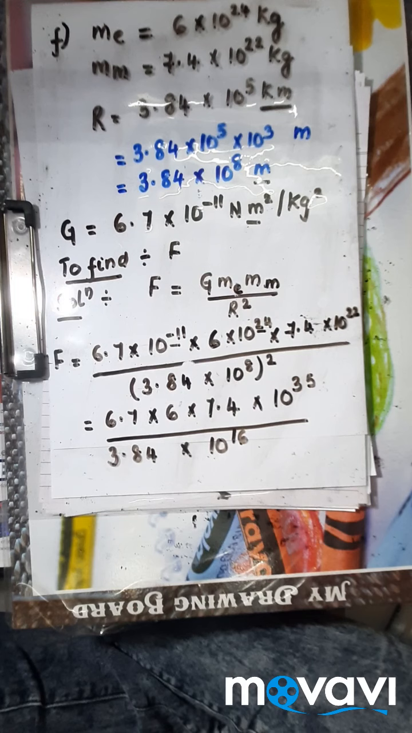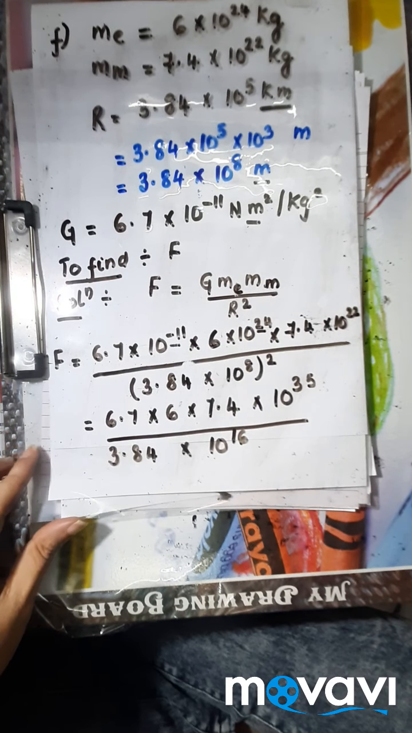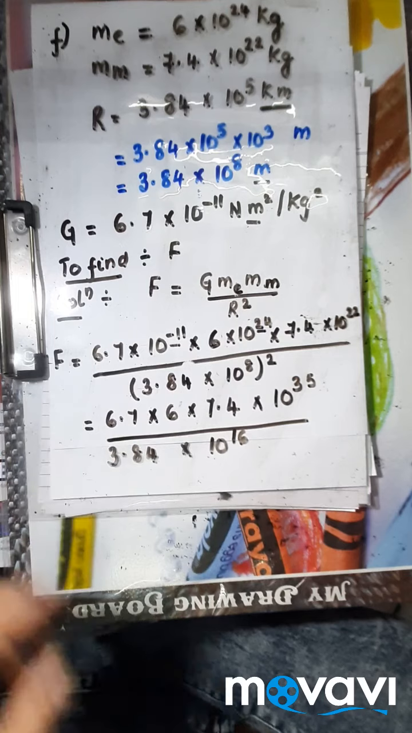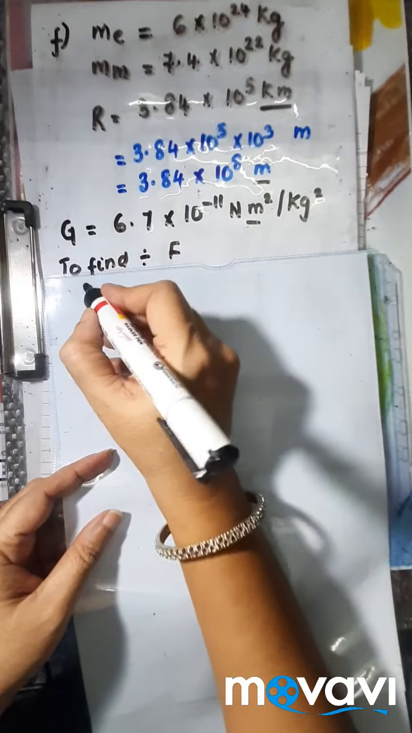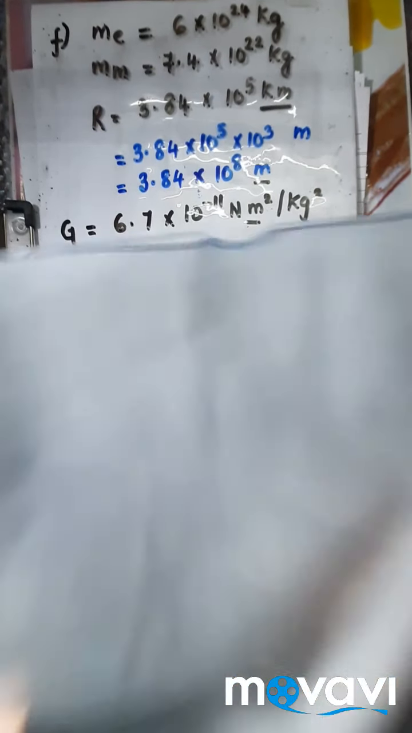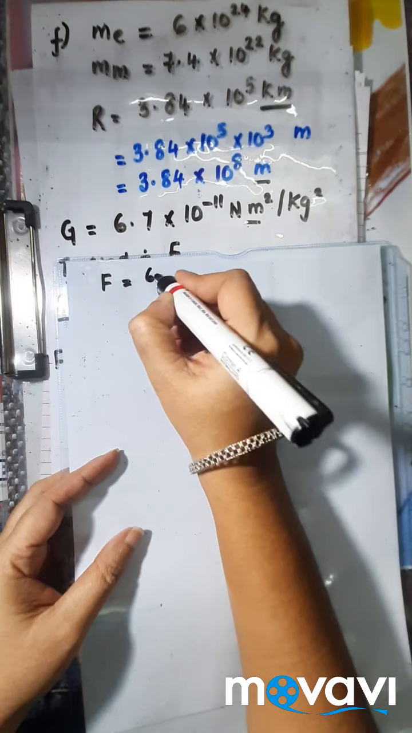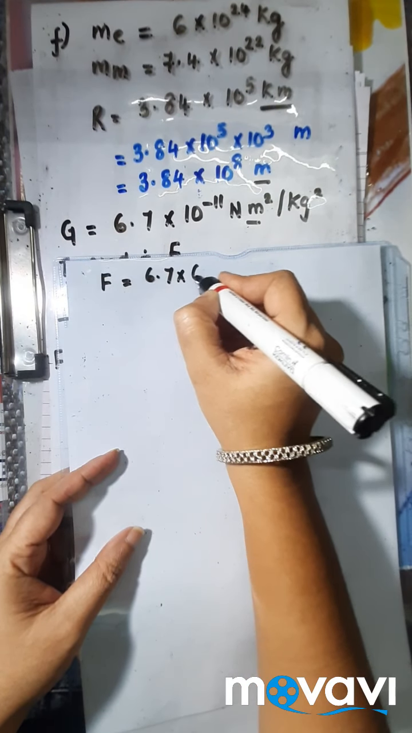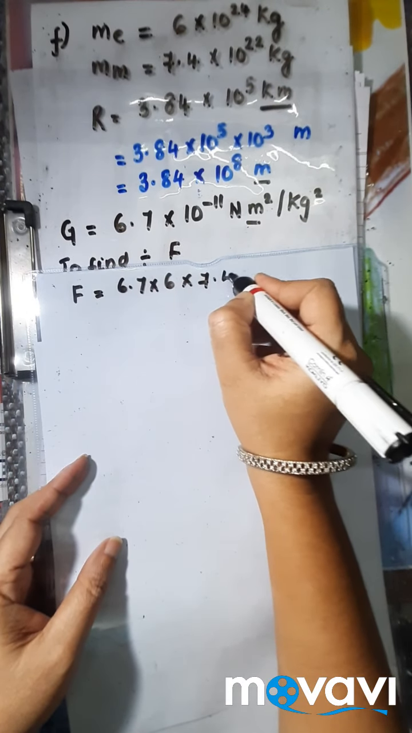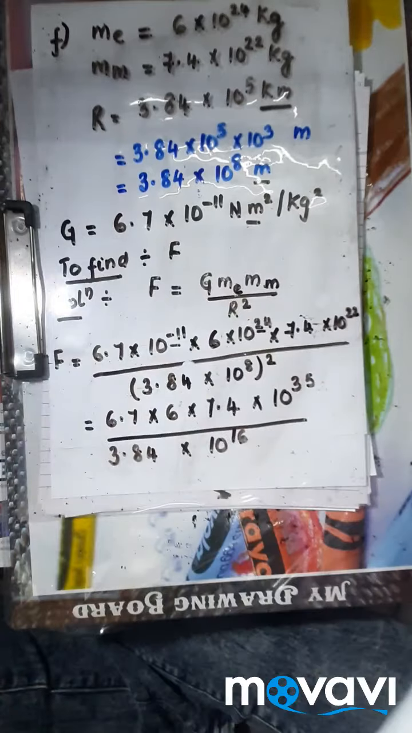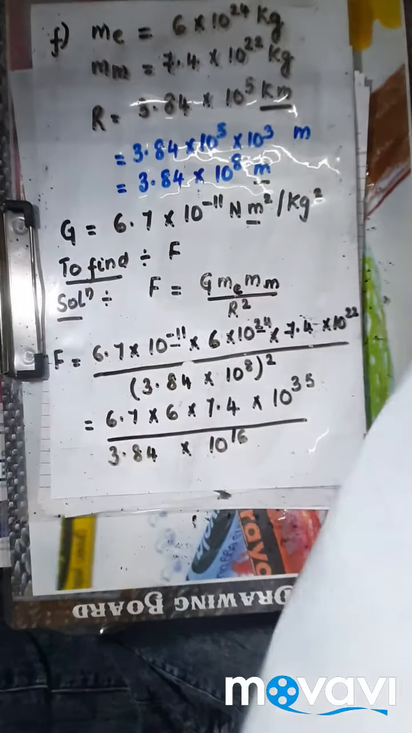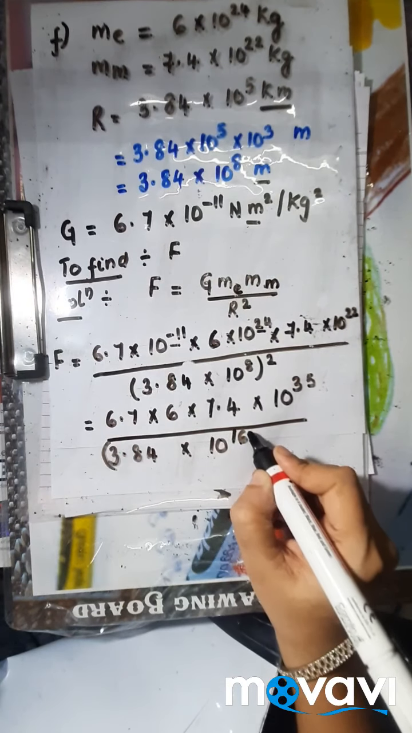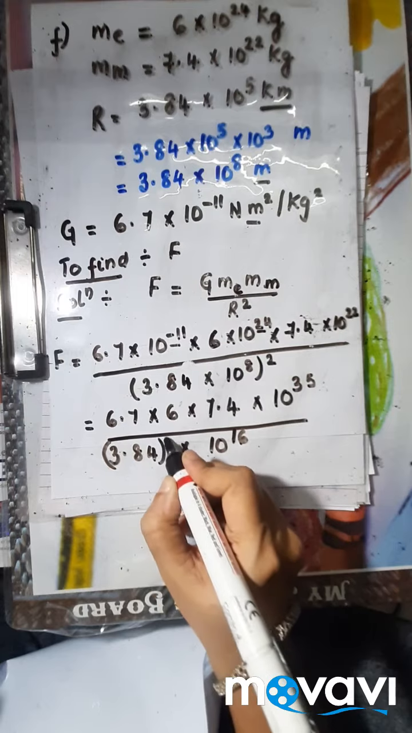Now I want to remove these decimal points, right? I have to take a new page because calculations are plenty here. So I'm just copying this last step. F is equal to 6.7 multiplied by 6 multiplied by 7.4, multiplied by 10 raised to 35, upon 3.84 the whole square, so even this is 3.84 the whole square.